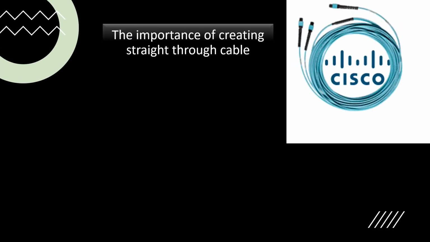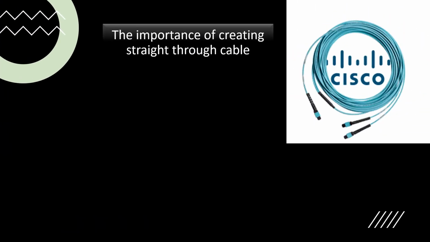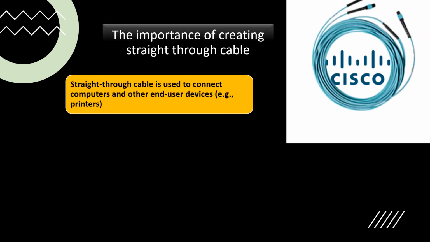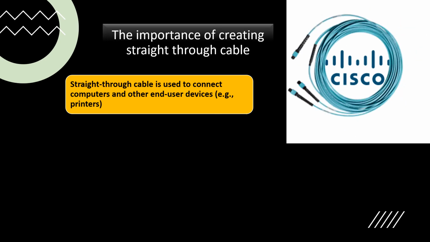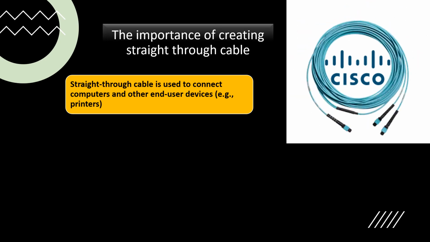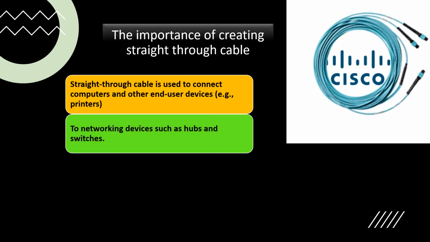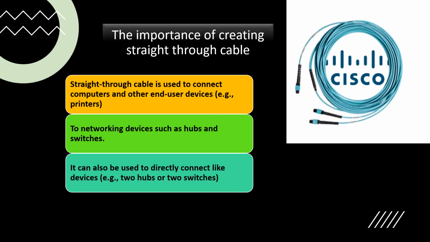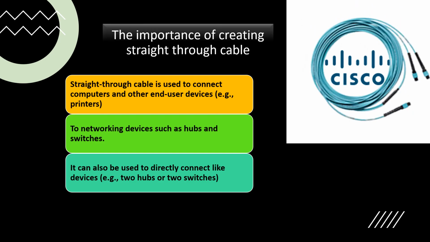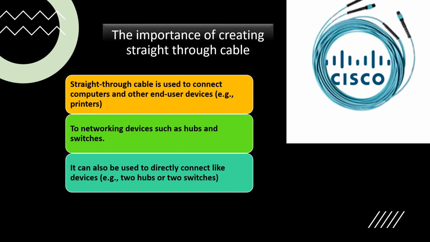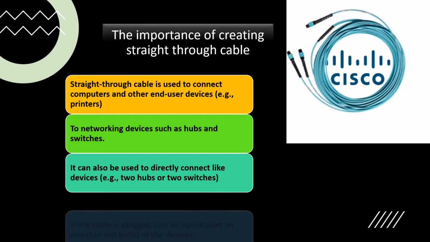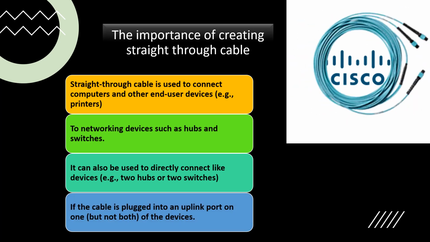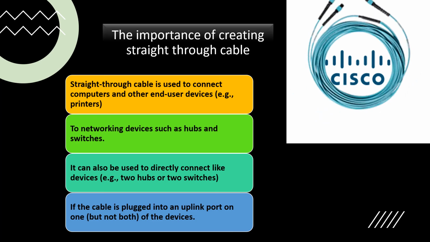The importance of creating a straight through cable. A straight through cable is used to connect computers and other end user devices, for example printers, to networking devices such as hubs and switches. It can be used to directly connect like devices, for example two hubs or two switches, if the cable is plugged into an uplink port on one but not on both of the devices.